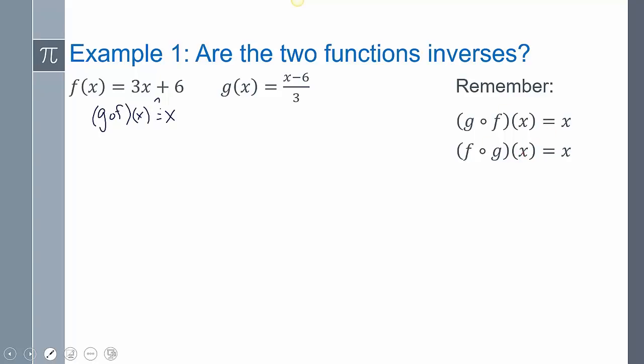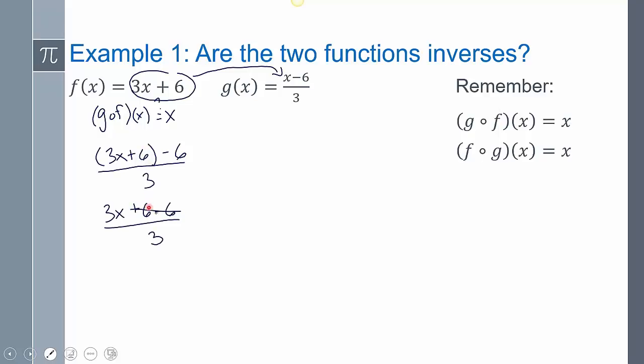So the first one, g of f of x: I'm going to take my f function and plug it into my g. And then you want to simplify it. Well, the 6 and the negative 6 are going to cancel out. Oh, look, the 3 and the 3 are going to cancel out, and I get x. Great, I showed it. So now I want to do the same thing to the other one. So you take your g function and you plug that into your f function.